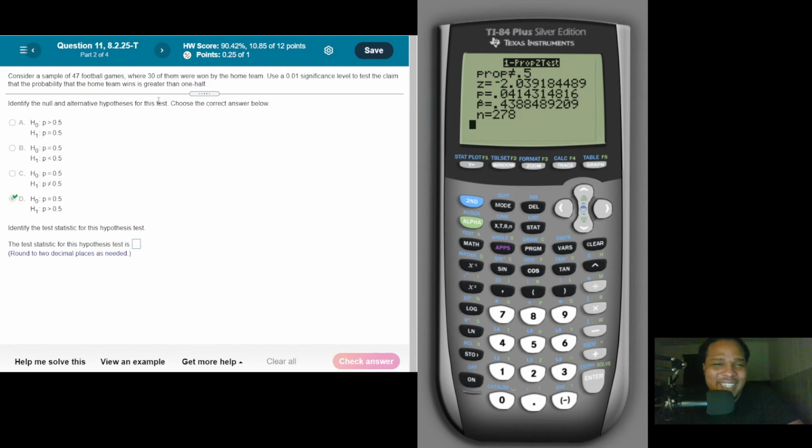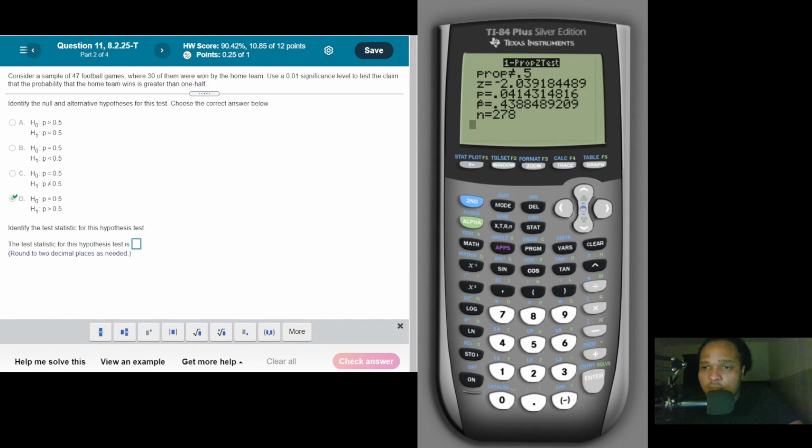Just, subject matter is not really, I don't know. All right, anyway. All right, here we go again. Let me see. Consider a sample... Like greater than 1/2, that means that your H0 has to be equal to and your P has to be greater than 0.5. All right, it's legit. Test statistic. You know what comes next.